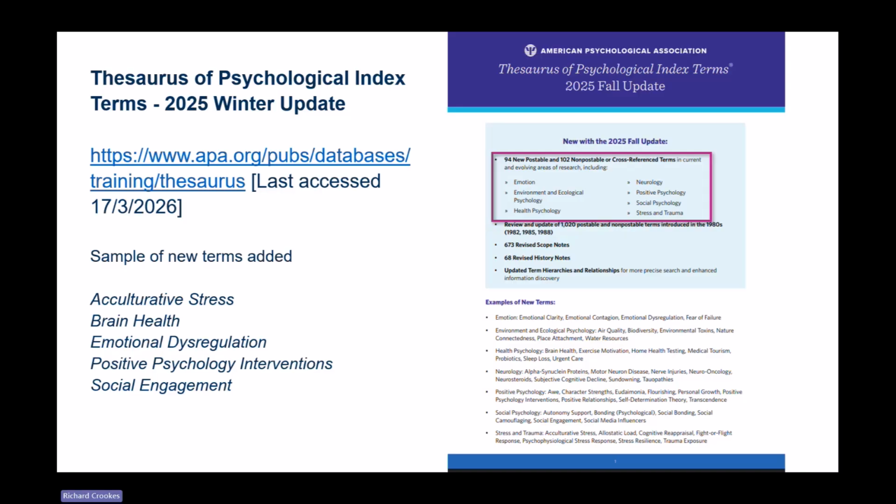So this document, which you can access on the APA website as a PDF, does give you the updated terms and more details about what's included and possibly what's been removed as well. So what's been superseded. There are obviously terms and indexes that are no longer appropriate. They may not be politically correct. They're just not acceptable now, so they've been superseded by other terms as well.